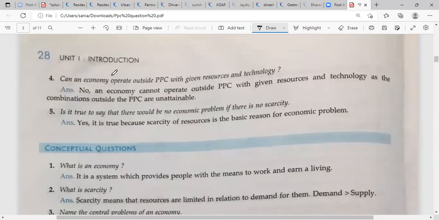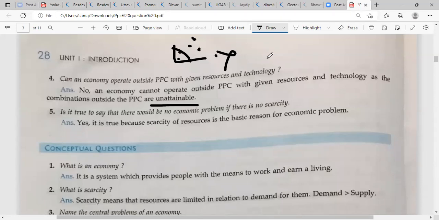Yes. And can an economy operate outside the PPC with a given resource and technology? This is a very important question. Can an economy operate outside the PPC? This is your PPC, right? So if you have given resource and technology, will you be operating over here? No, ma'am. An economy cannot operate outside the PPC with given resource and technology, as combinations outside the PPC are unattainable. So if your resources and technology are given, then of course you will be operating either on the PPC or inside the PPC, not outside the PPC. Clear? Yes, ma'am. Yes, teacher.